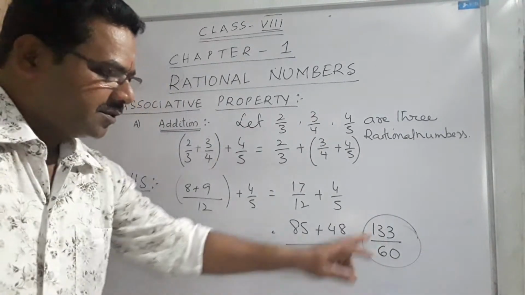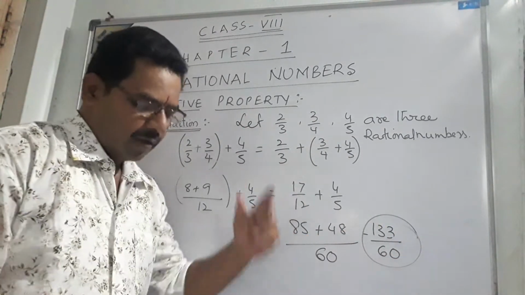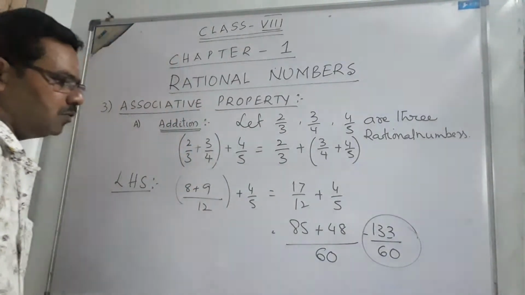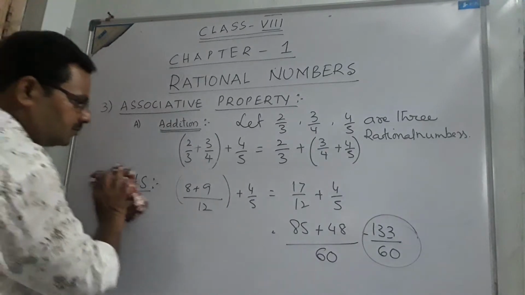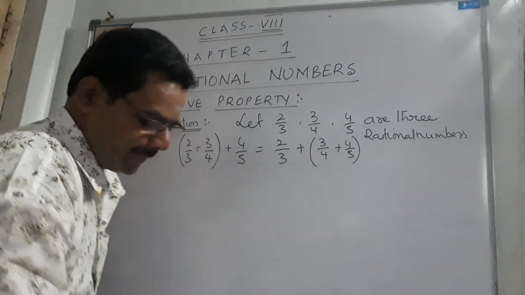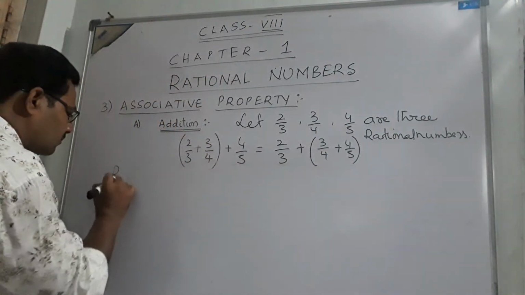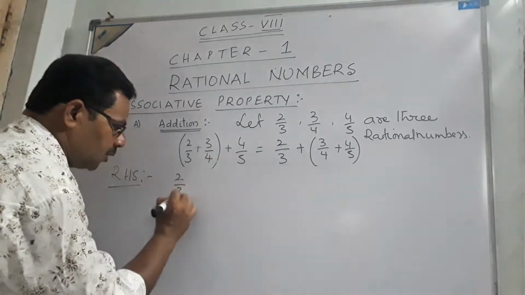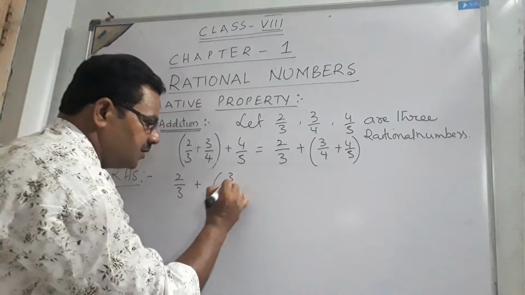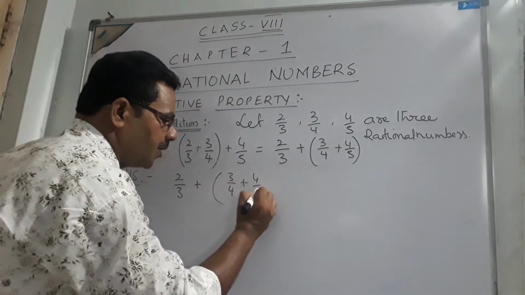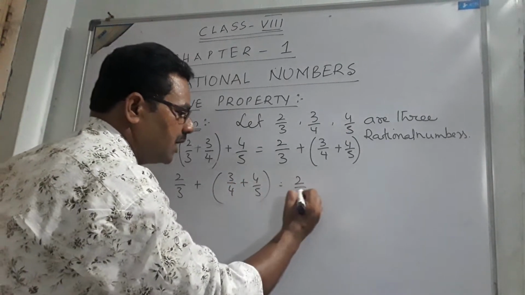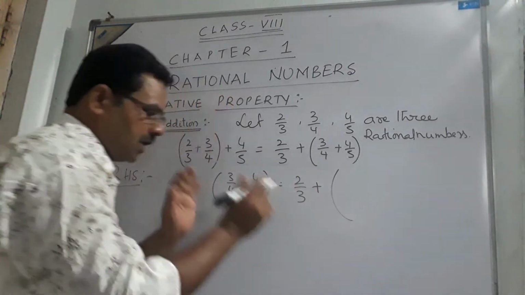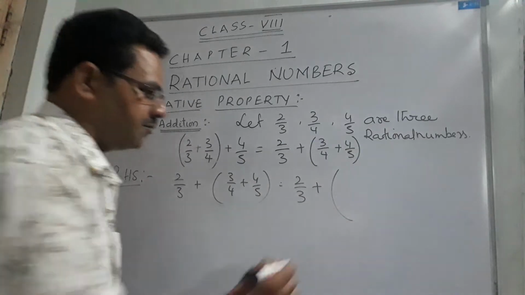Please keep it in your mind. Now we shall go to the right hand side. In the right hand side, what have we taken? 2 by 3 is associated with 3 by 4 and 4 by 5. So 2 by 3 as it is you have to leave like that, and the plus also you have to leave like that. What is in the bracket should be solved first.